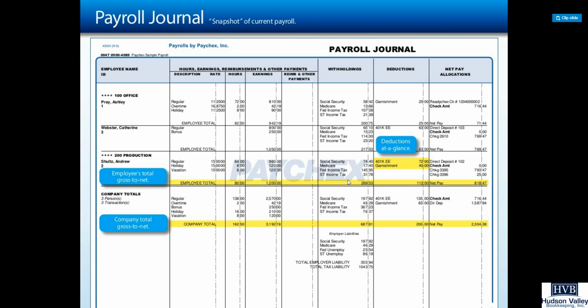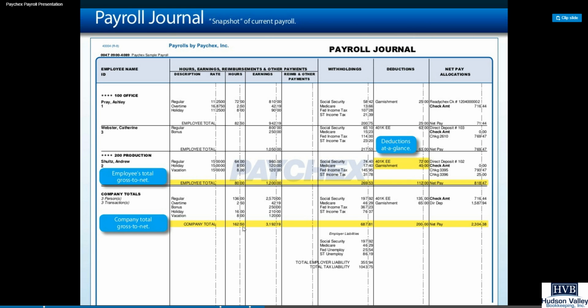So right here, what I have up on the screen is a sample of a payroll journal from Paychex. As you can see, it says Paychex sample payroll. These people are fictitious, and it's just showing what the Paychex payroll journal looks like. If you have ADP or another payroll service, they're going to look very similar. And what they've highlighted here is generally what you're looking for.